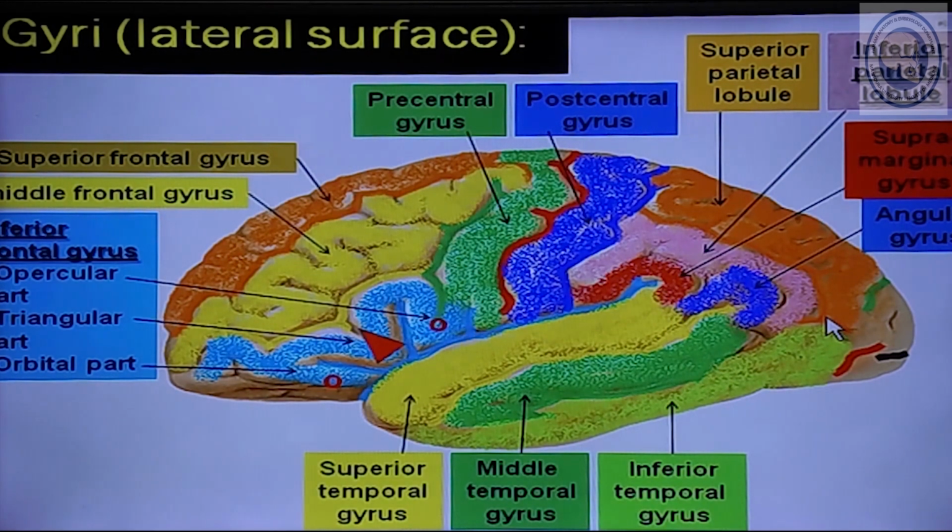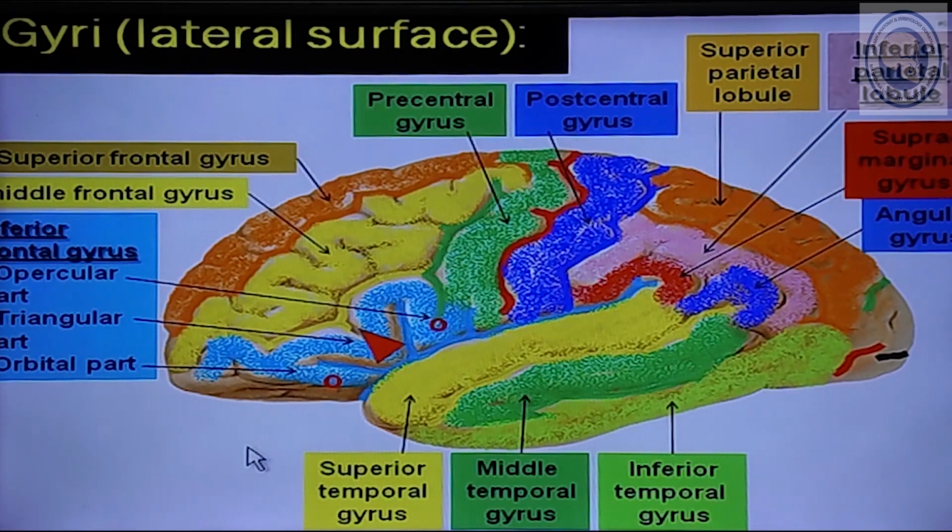And remember that we have two of the inferior gyri divided into divisions, like the inferior frontal gyrus divided into opercular, orbital, and triangular gyri, and the inferior parietal lobule divided into angular and supramarginal gyri.